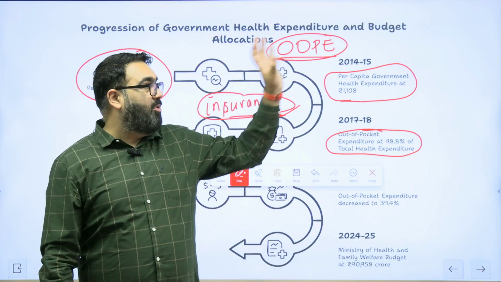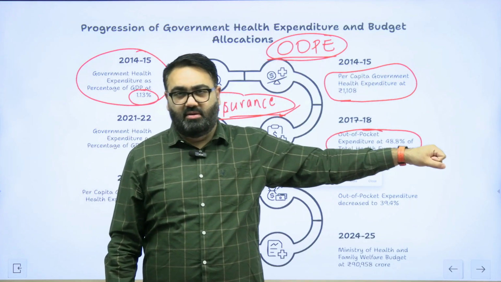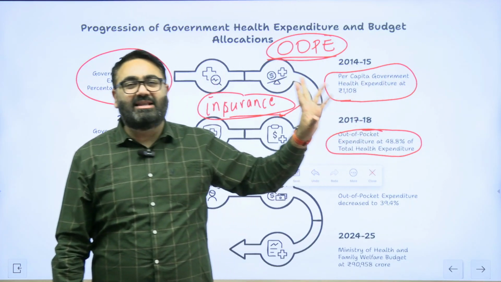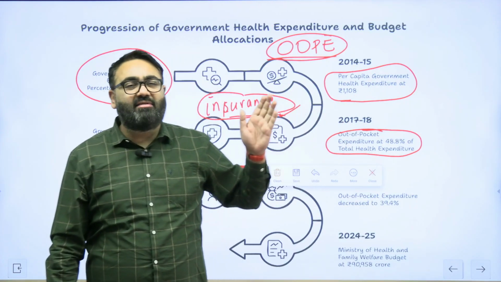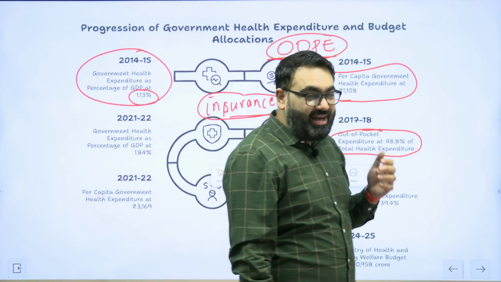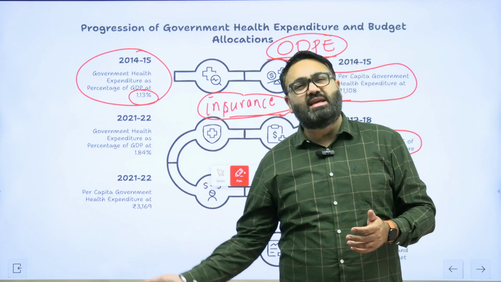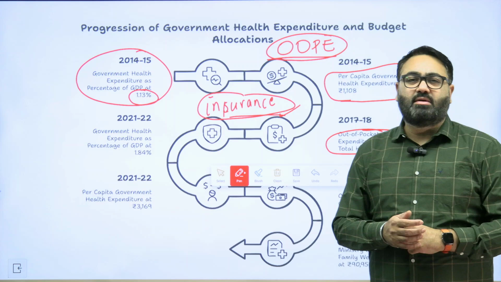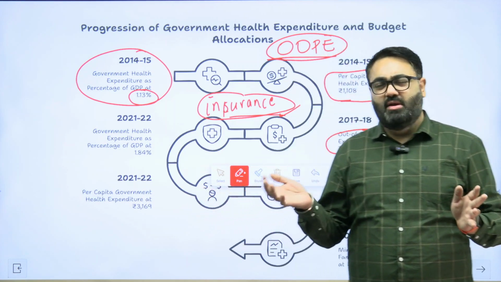The higher the out-of-pocket expenditure, the worse it is for the economy, because it shows that people may not have taken health insurance. Also, when you don't have health insurance, you are much less likely to visit the hospital. In most cases, you would have seen that even if people fall ill, their first reaction is, oh, I won't go to a doctor, I won't go to the hospital.